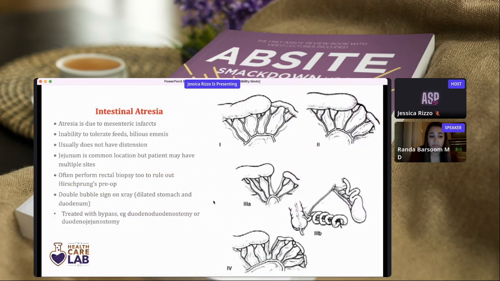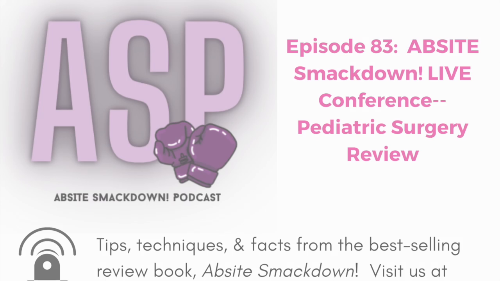Intestinal atresias could be multiple. So atresia will usually be due to some kind of mesenteric vessel infarct. So these babies will present with inability to tolerate feeds, as well as bilious emesis. The jejunum is the most common place, but they can have multiple sites, like I said before. And then often you would have to perform a rectal biopsy at this point to also rule out Hirschsprung's. Remember that the double bubble sign on the x-ray will show a dilated stomach and duodenum. And you can treat these with a bypass procedure of some sort.